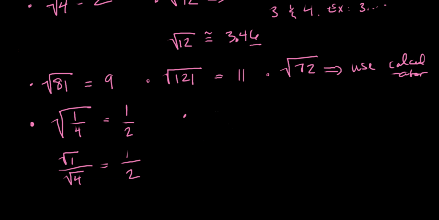So, for example, what if we had the square root of 9/4? Well, we say that that's equal to the square root of 9 divided by the square root of 4. Well, the square root of 9 is 3. Square root of 4 is 2. And that's our answer. And if you don't buy that, multiply 3 halves by itself and you'll get 9/4.